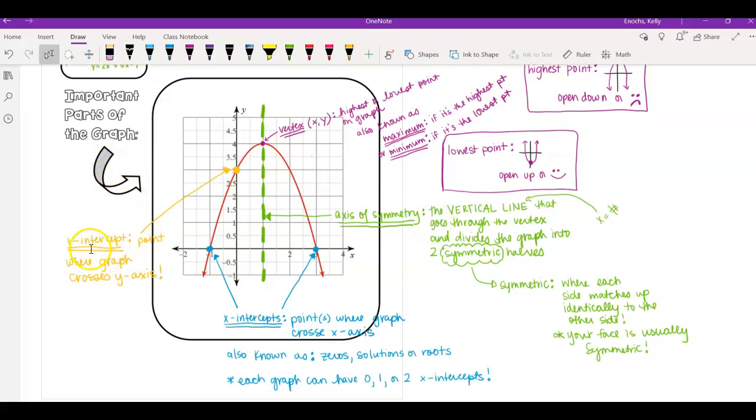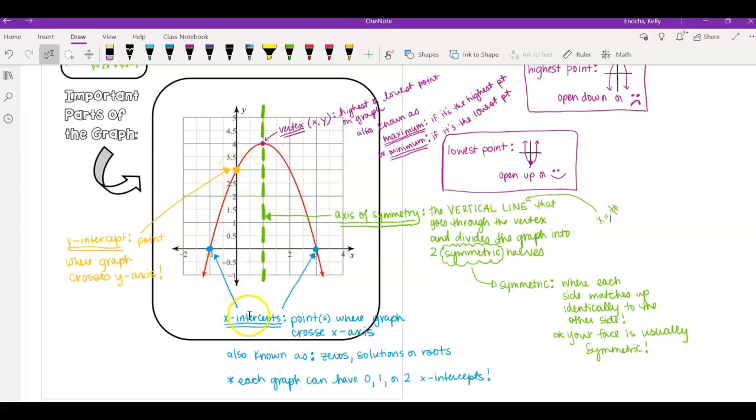Then we have our y-intercept. That is going to be helpful. The y-intercept is going to be our point where our graph crosses the y-axis. So if you're looking at your graph, then at some point it's going to cross that y-axis, and there will be that y-intercept point.